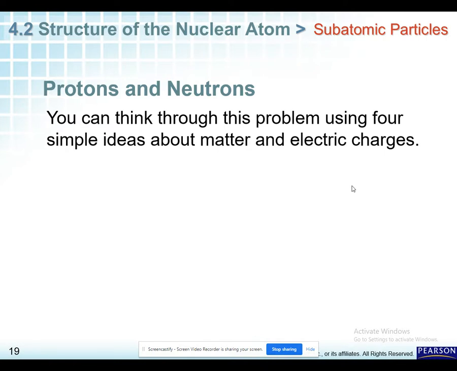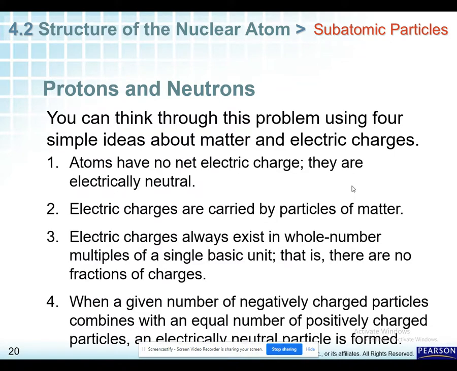Now, you can think through this problem or this question using 4 simple ideas of what we know about matter and what we know about electric charges. The first idea is that we know that atoms have no net electric charge. It means they are neutral. It does not have a positive charge. It does not have a negative charge. So this is a very important concept. If you don't have it written down or highlighted, I would highlight it.